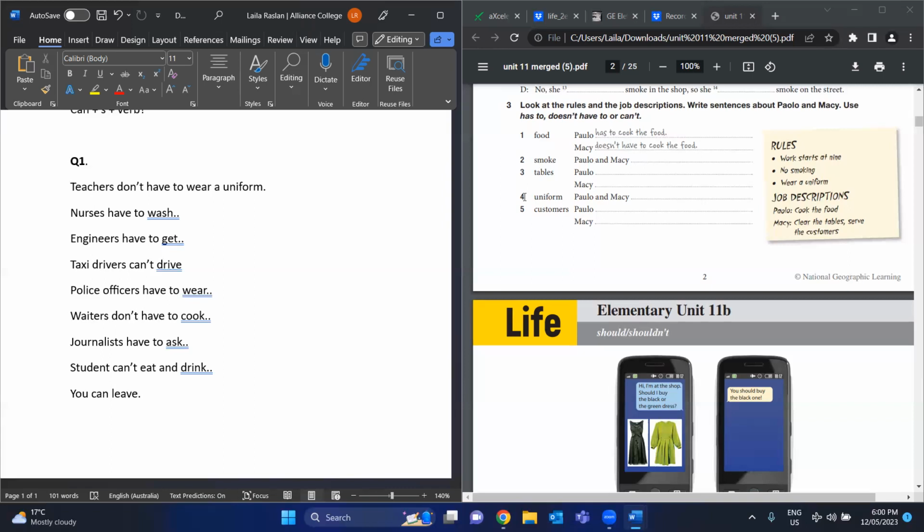They have to wear uniform. So Paolo and Marcy have to, not has, because has is only for one, singular, one person, he or she or it. But this is they have to. So Paolo and Marcy have to wear uniforms.